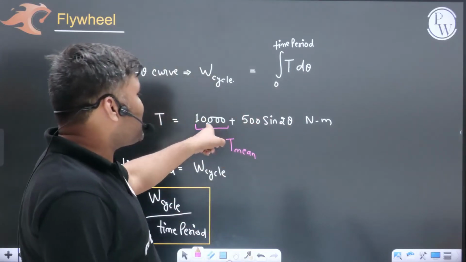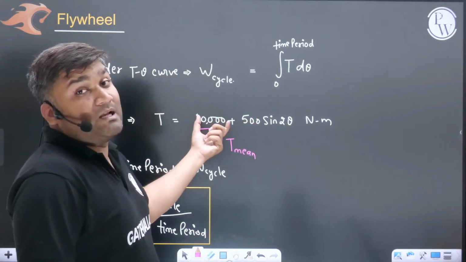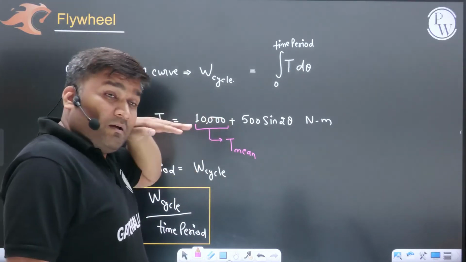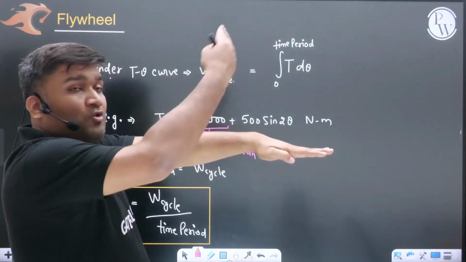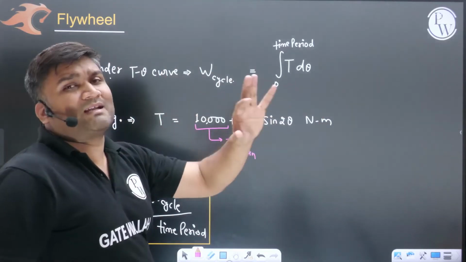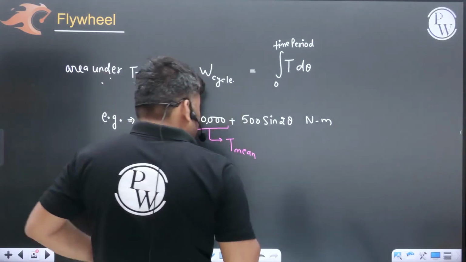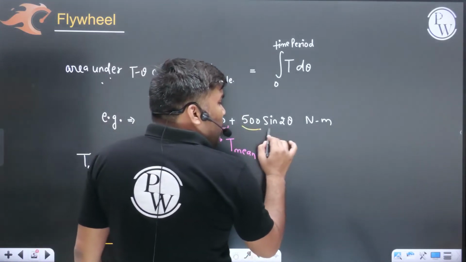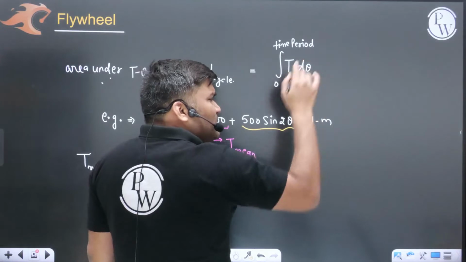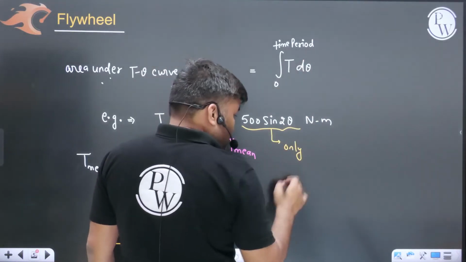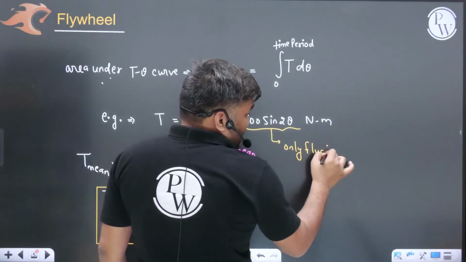Directly tell that this is the term which is independent of theta. This is the constant term. About this 10,000, you are going to have fluctuations. The other sine and cos terms are just representing fluctuations. Let me write. But this is the mean torque. All these terms, sine theta, cos theta, whatever terms you are having, this is representing only fluctuation. Only fluctuation.